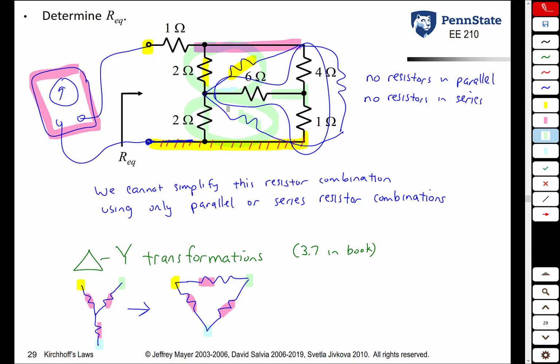I should point out that there might be some circuits where even the delta to Y transformations won't work. As I said before though, that doesn't mean that there isn't an equivalent resistance, it just means that you cannot calculate it mathematically. You could always measure it.